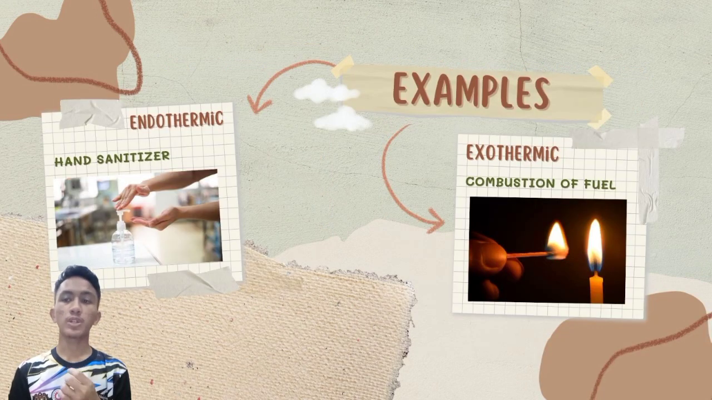Next, I'm giving you examples for the endothermic and exothermic reaction. For endothermic reaction, the example I'm giving you is hand sanitizer. Hand sanitizer is a gel that we put between our hands. During MCO, we must wear hand sanitizers. When we put it on between our hands and rub it, we can feel our hands become cold. That's the endothermic reaction happening between our hands.